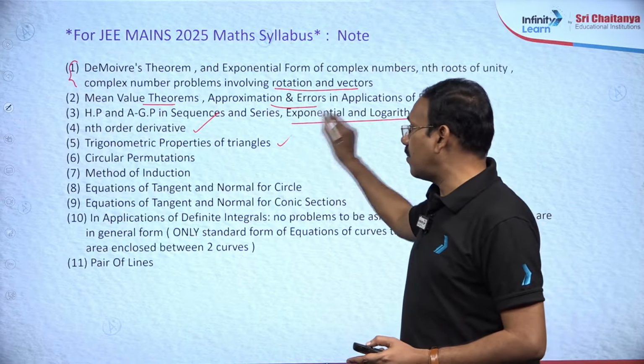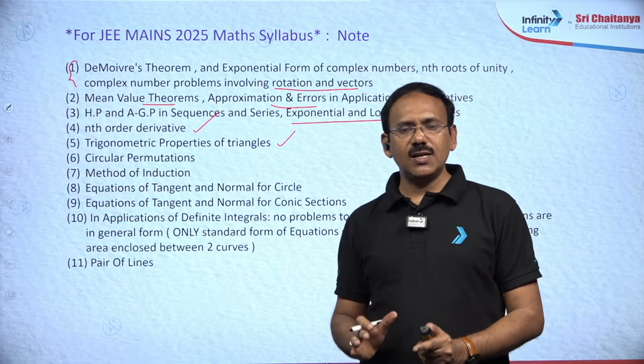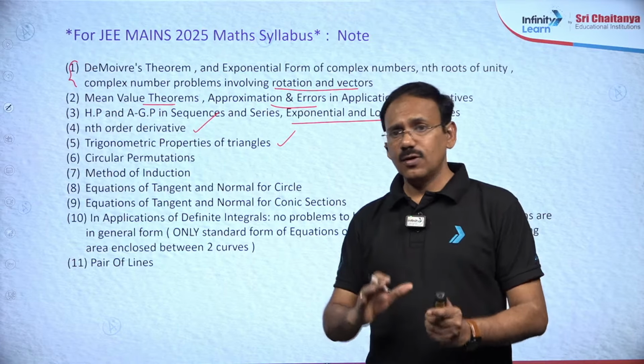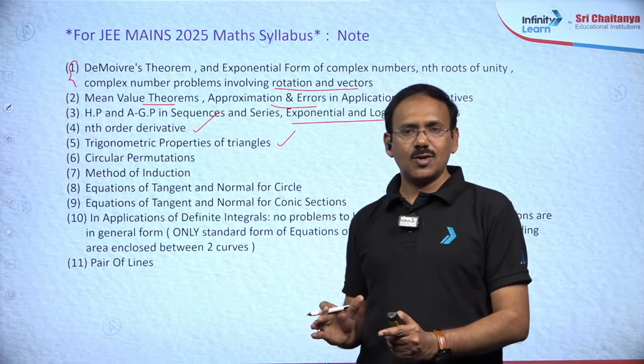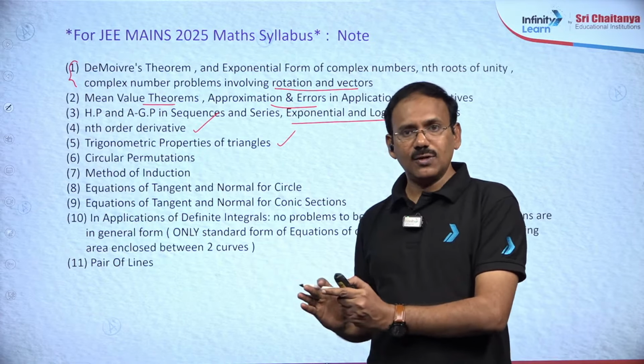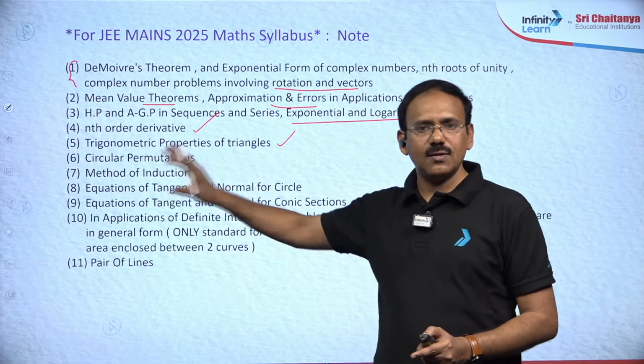Then trigonometric properties of triangles. So properties of triangles, especially solutions of triangles, you can give, it is not mentioned in the trigonometry part. So this is there for JEE Advanced actually. So recently added, you know well. So this topic for Mains you can put aside.